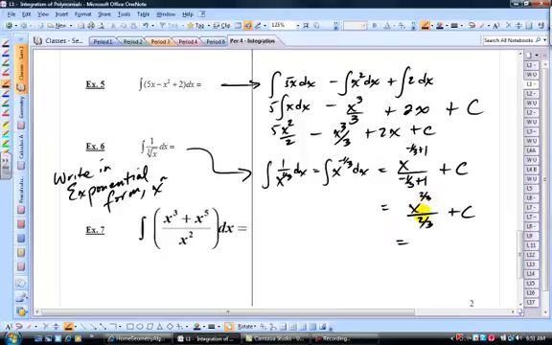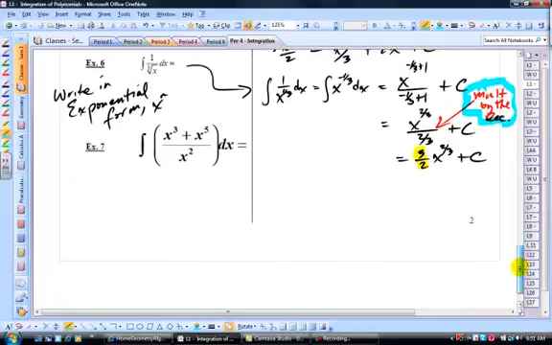Since anything divided by 2/3 is the same as multiplying by the reciprocal, we're going to get 3 halves x to the 2/3 plus c. Again, multiply by the reciprocal, which is this term here, the 3 halves. So dividing by 2/3 is the same thing as multiplying by 3 halves. That's what I'm saying. So remember that this is going to come up a lot. Trust me on that.